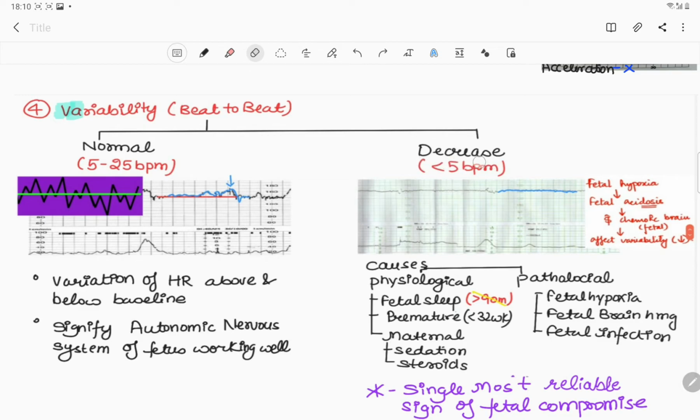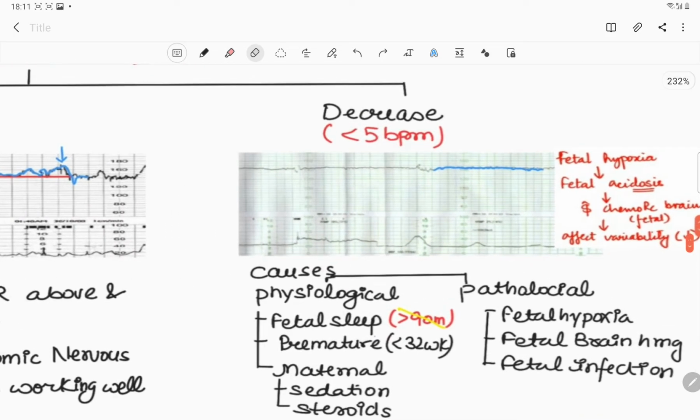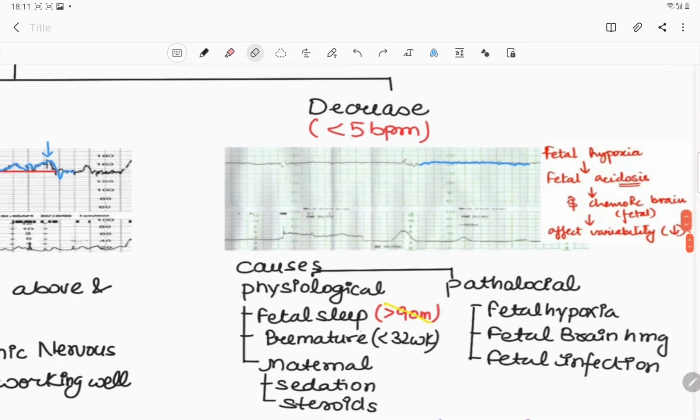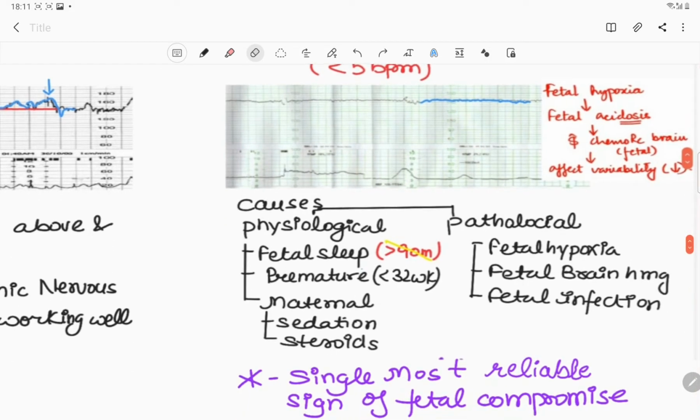What is decreased beat to beat variability? When there is less than 5 beats per minute variability. What is the mechanism behind this? It occurs in fetal hypoxia, which leads to fetal acidosis, leading to activation of fetal brain chemoreceptors, which affects the variability.